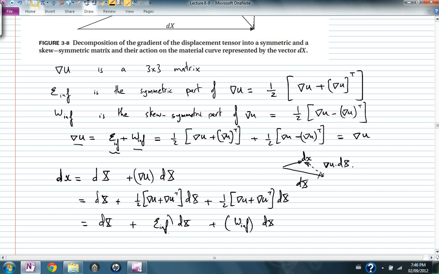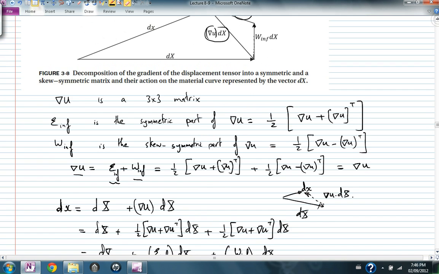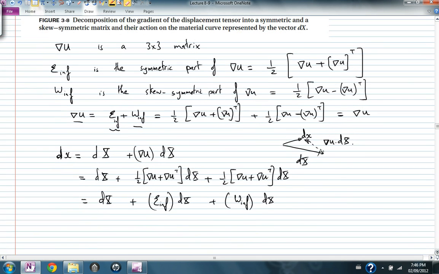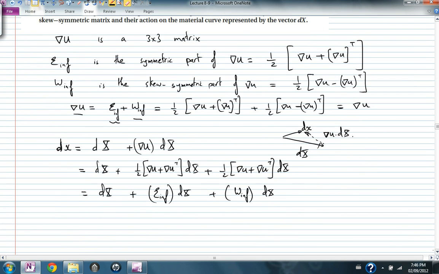where these are matrices. And so if you look at the figure, small dx is equal to capital dx plus a component due to the change of direction plus a component due to the change of length. And so this component is what tells me what the strain inside the material is.